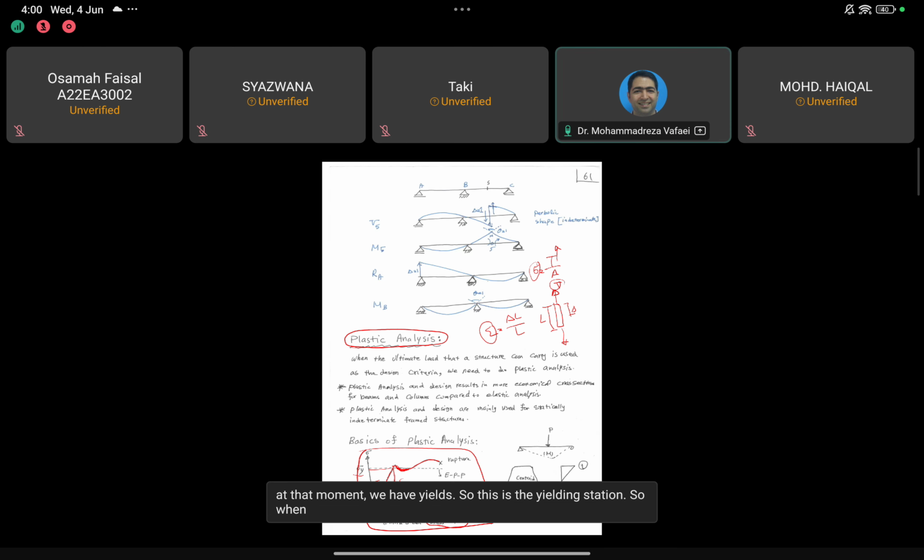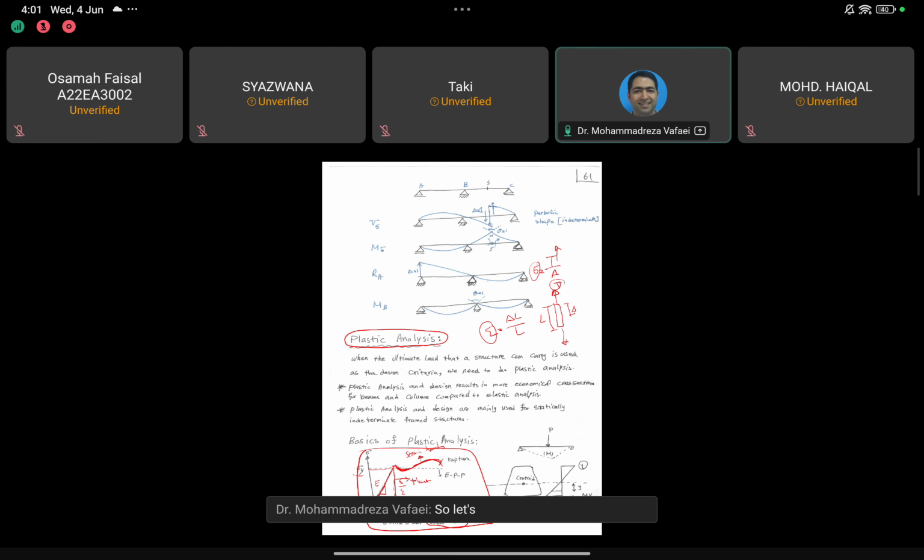So when the yielding passes, we have another condition that we call strain hardening. In strain hardening, the bar again gains resistance, and stress is going to increase until a rupture occurs inside our material. So this curve is basically a mild steel stress strain curve. And when we go beyond the yield is the time that we are talking about plastic analysis or plastic design.